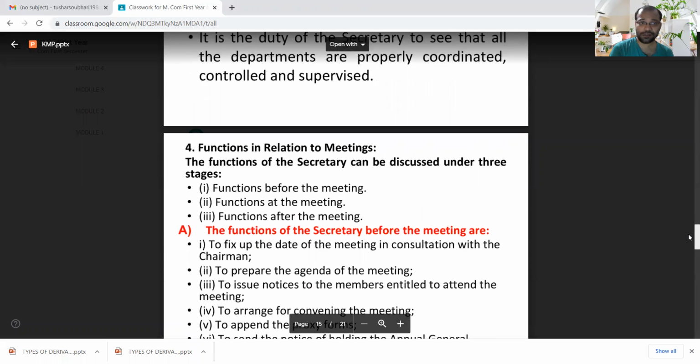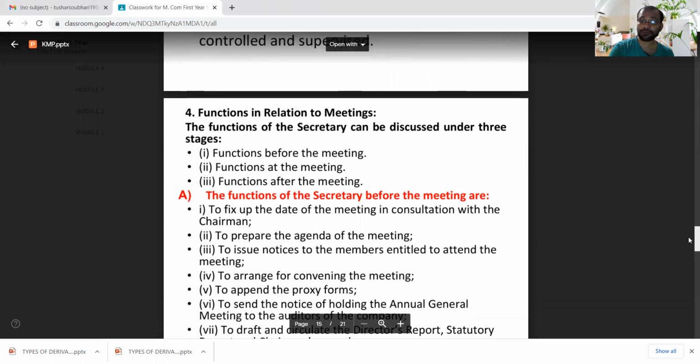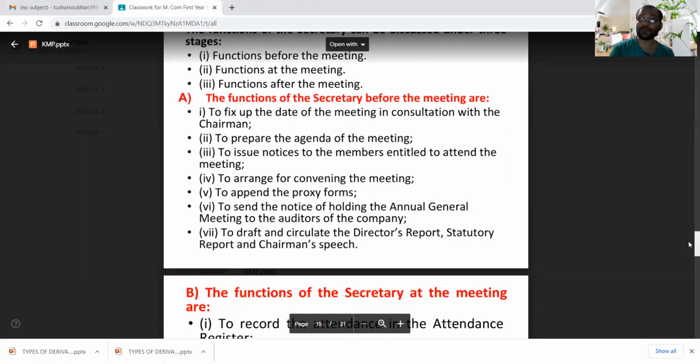Functions in relation to meetings. The functions of the secretary can be discussed under three important stages: functions before the meeting, functions at the meeting, and functions after the meeting. Functions of the secretary before the meeting are: fix up the date of the meeting in consultation with the chairman, prepare the agenda for the meeting, issue notices to the members entitled to attend the meeting, arrange for convening the meeting, append the proxy forms, send the notice of holding the AGM to the auditors of the company, draft and circulate the director's report, statutory report, and the chairman's speech.